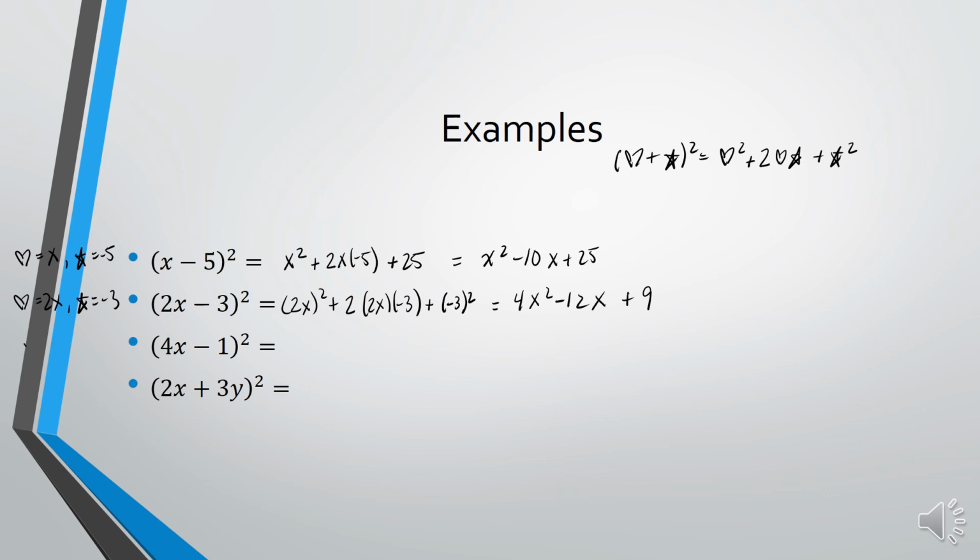For my third example, my heart here is 4x, my star is -1. So according to my rule, square the first. At the end, I'm going to square the second. And then what goes in the middle is 2 times both terms being multiplied together. So we'll simplify this. 16x squared minus 8x plus 1.